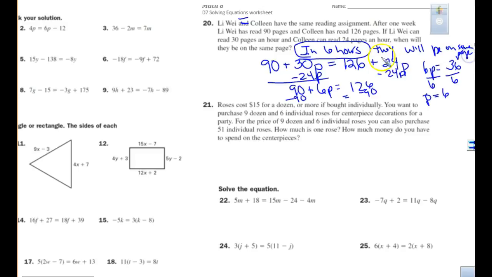So making sure whatever the question was asking you, just like in science and in English, you're finishing that with in 6 hours, they will be on the same page. So 21 is just a little different.